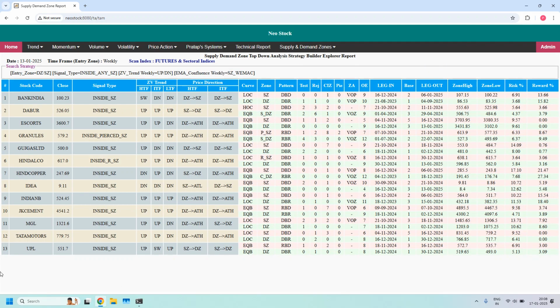Let's filter. Now the list has come down to 13 stocks. All these 13 weekly supply zones are having weekly EMA confluence, and also current price closed inside these weekly supply zones. Okay, this is about weekly price closed inside the weekly supply zone. Now we will generate additional weekly reports.